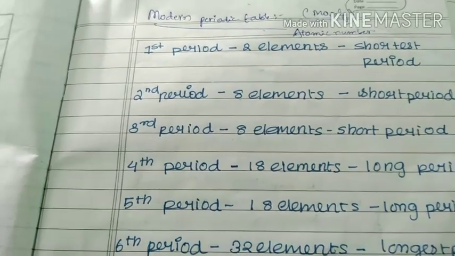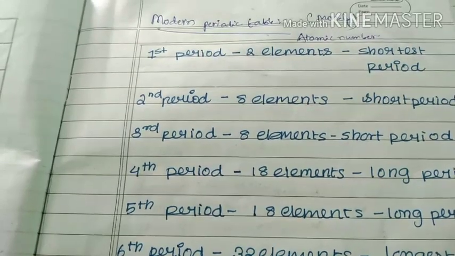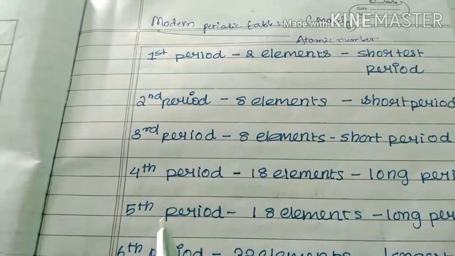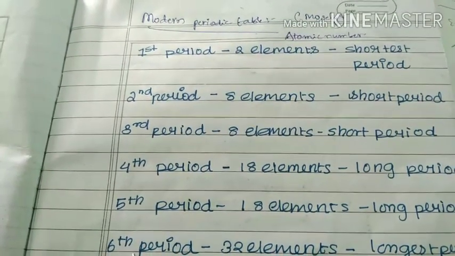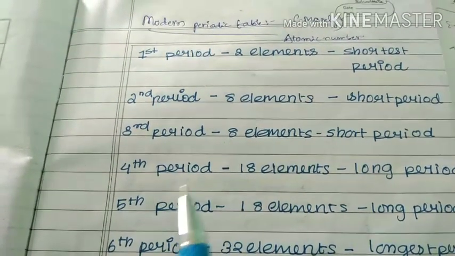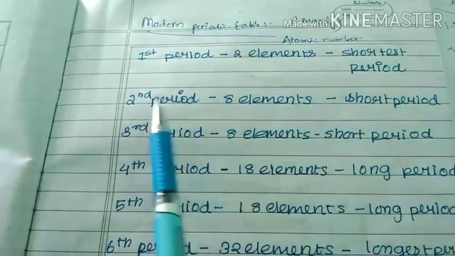Good morning, students. In the previous video we discussed the law of triads, Newland's law of octaves and Mendeleev's periodic table, and we discussed their drawbacks also. Now the next periodic table is the modern periodic table.